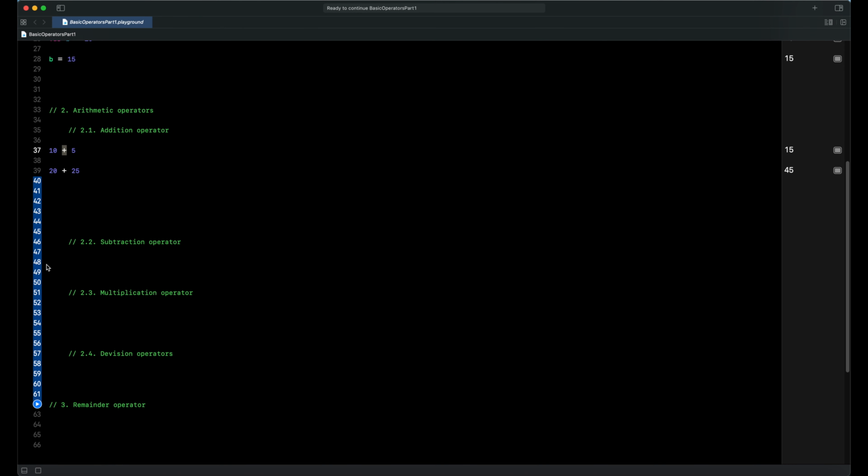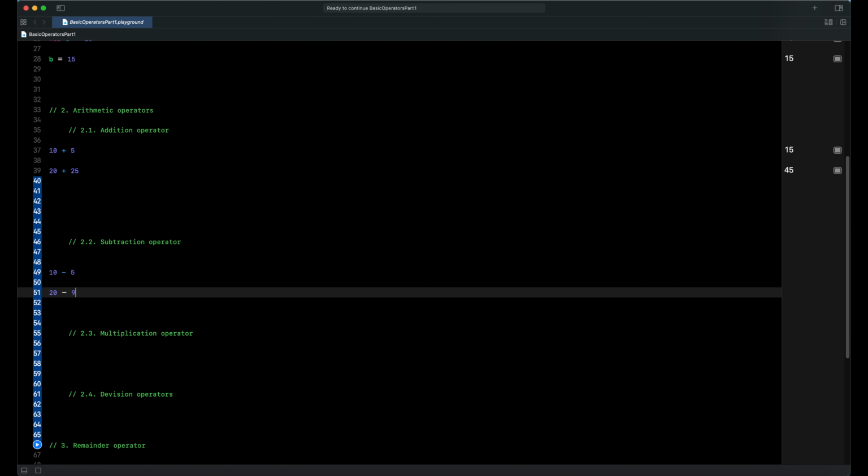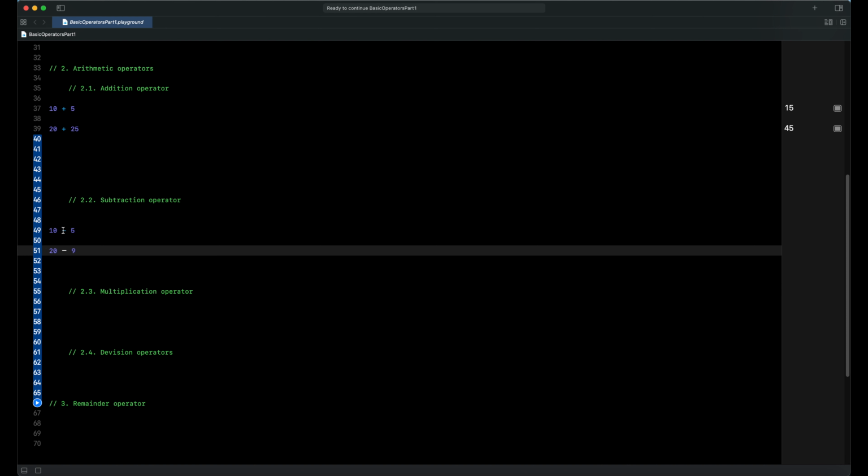Next arithmetic operator is the subtraction operator. For example, our minus symbol is our subtraction operator. With the subtraction operator, we can subtract one value from another. For example, 10 minus 5 equals 5. 20 minus 9 equals 11.